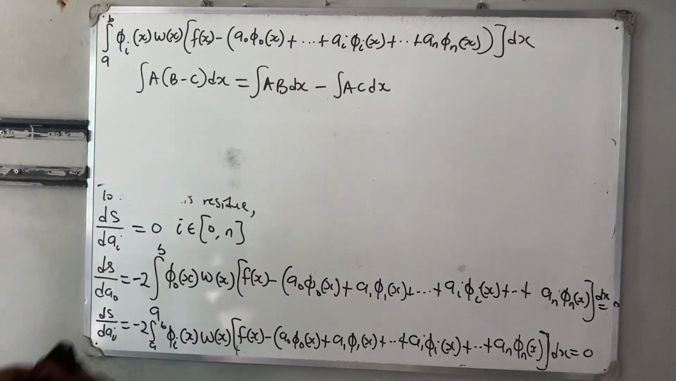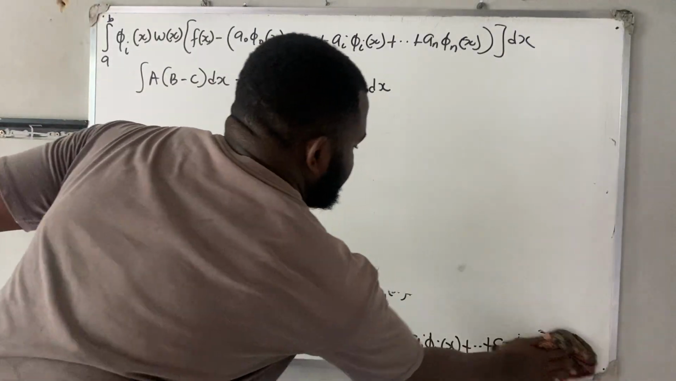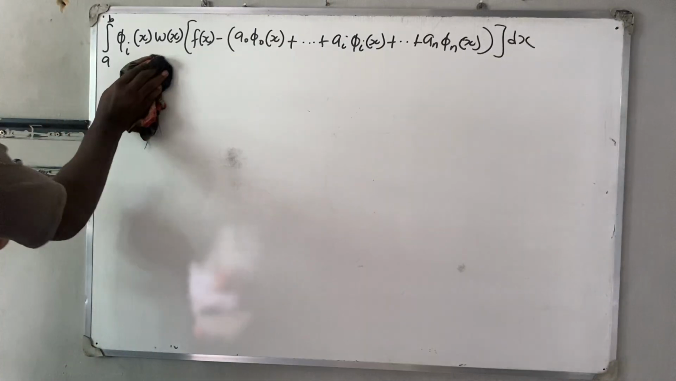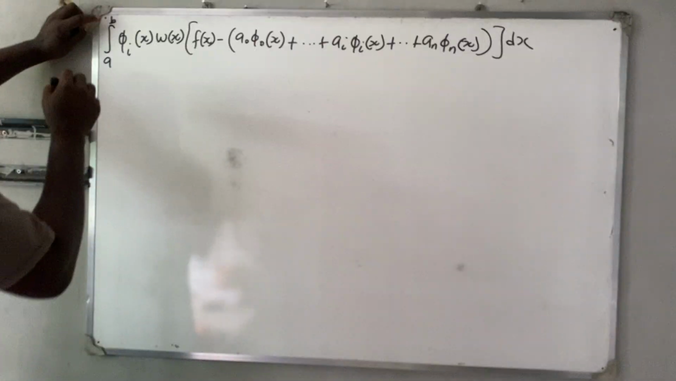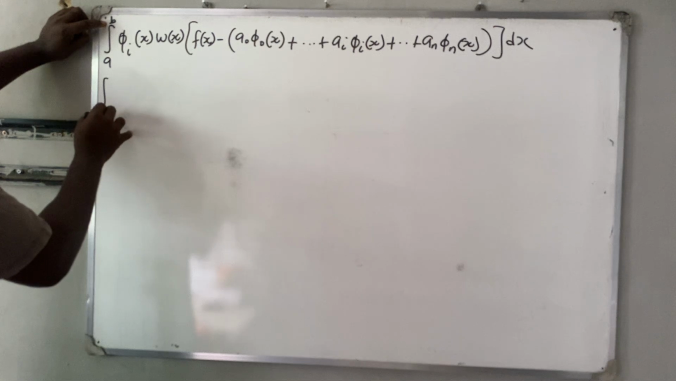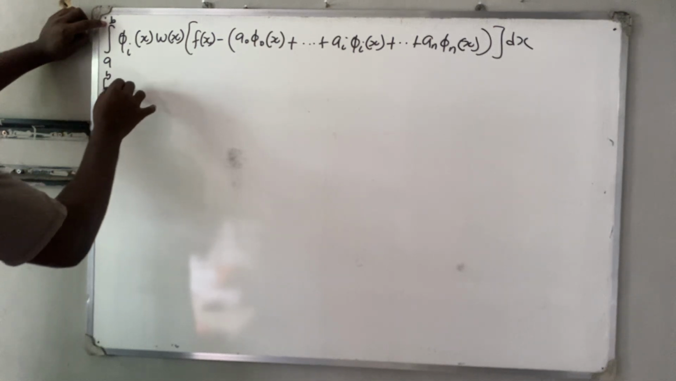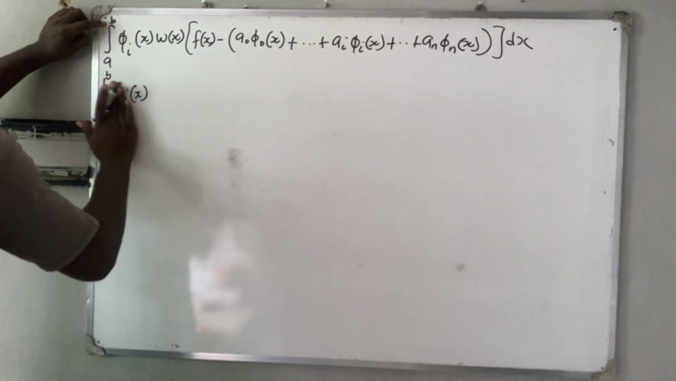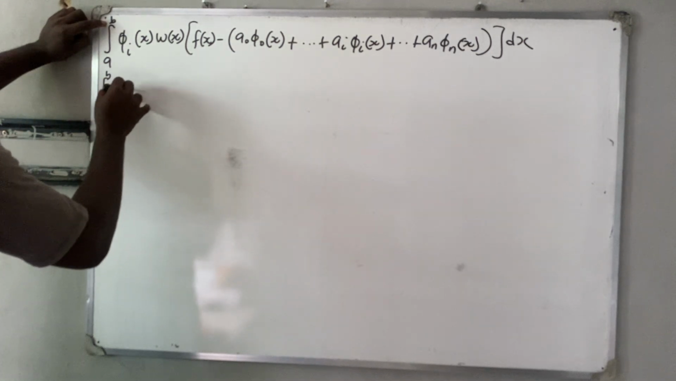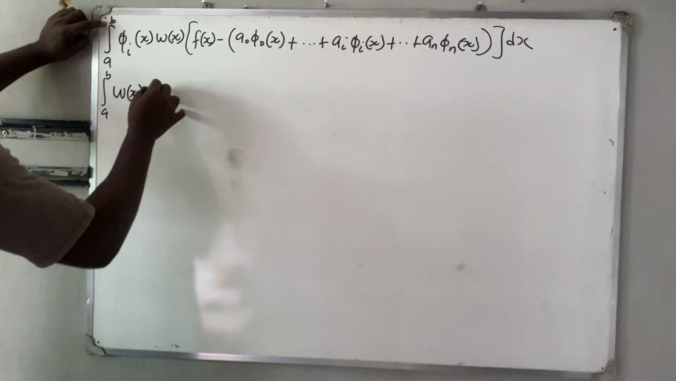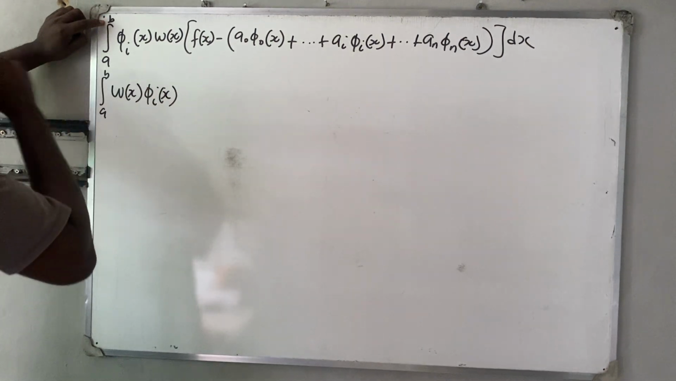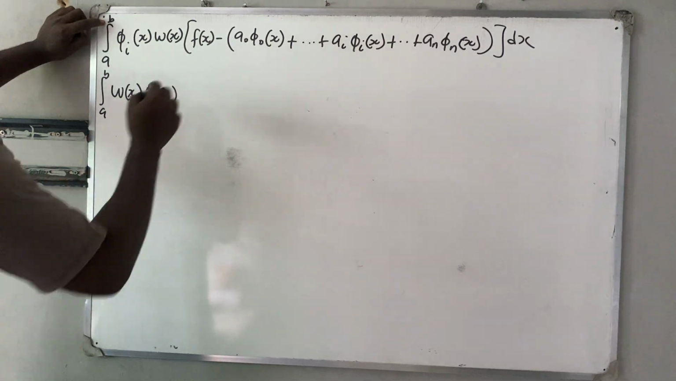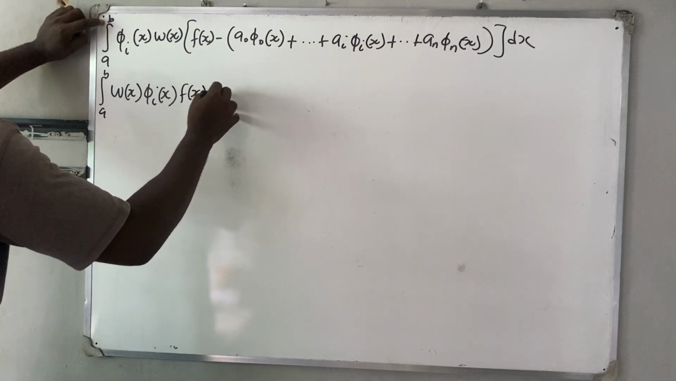Okay, let's clean. So let us do that. Having this in mind, you are going to see that this is the same as saying the integral from a to b of the weight function, let me first of all write the weight function, they are the same thing. So weight function of x, phi i of x, multiplied by the first one, f of x dx.